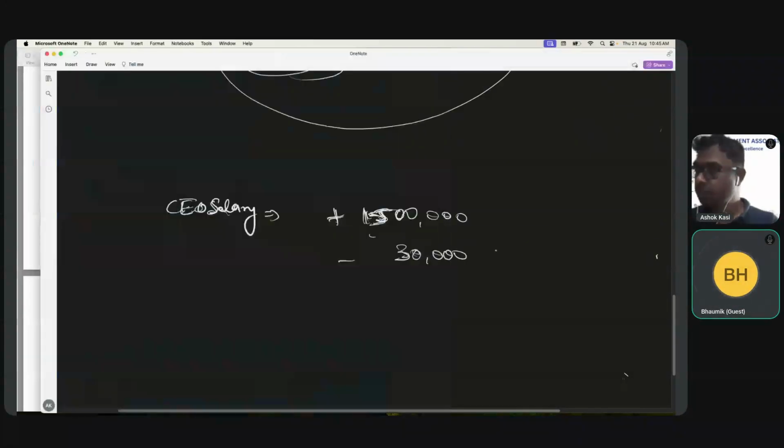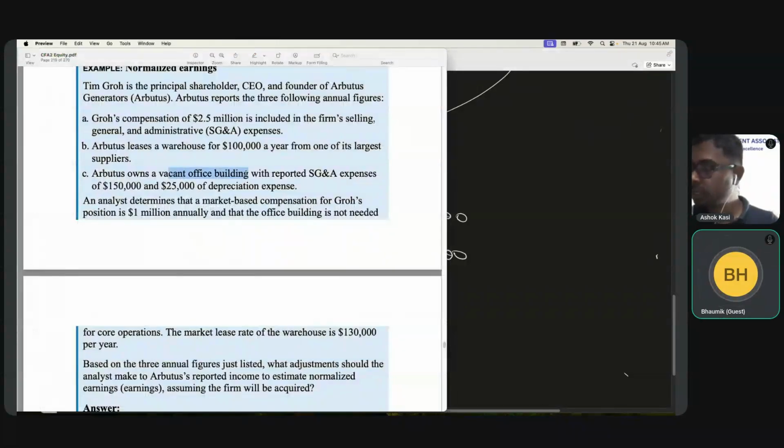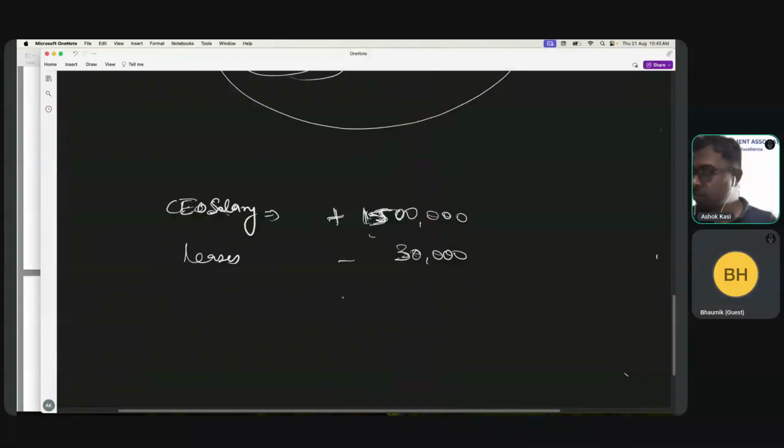This is leases. The next one is the vacant building with reported SG&A expenses of 150,000 and 25,000 depreciation. Here it says the office building is not needed, so you will save these expenses and depreciation also. So plus 175,000.